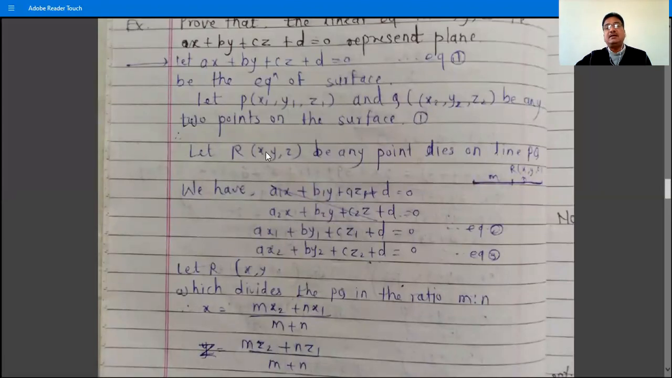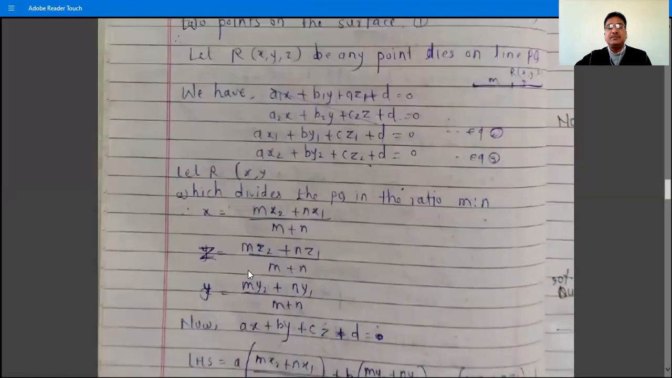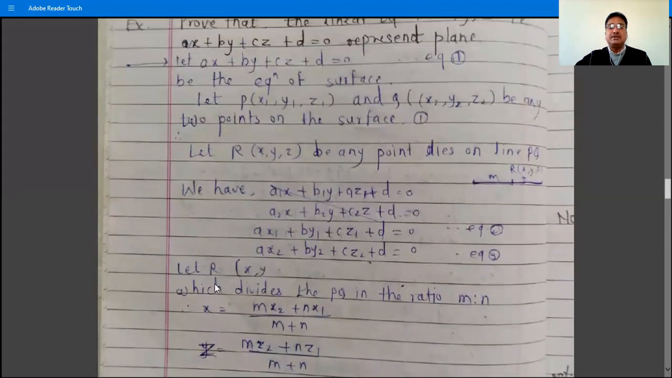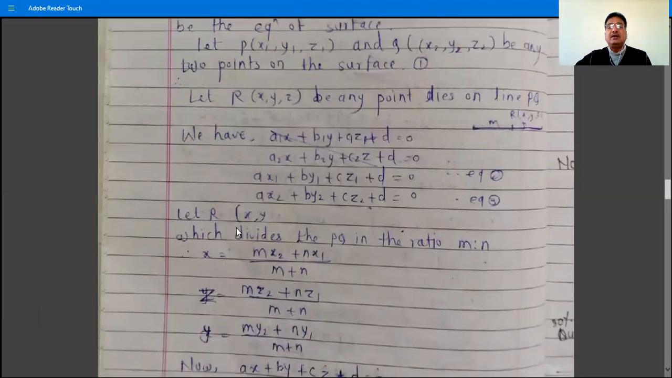Then write that let R be any point on the line PQ. Suppose R divides the line PQ in the ratio m is to l. What is the next sentence? After this statement, write the statement that let R divide the line PQ in the ratio m is to l. So write this line: R divides the line in the ratio. This point is P.